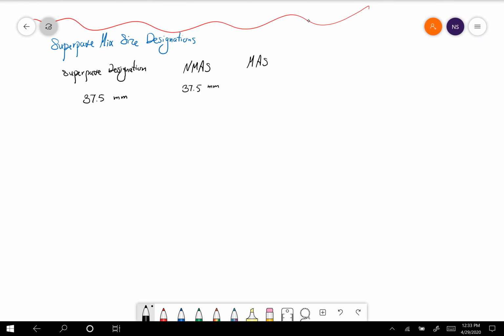these are in millimeters, will be one size above that, which is 50. And then we have 25 over here. So of course, this is 25, and one size above is 37.5. Then we have 19. One size above is 25. We have 12.5, and 19, and then we have 9.5.